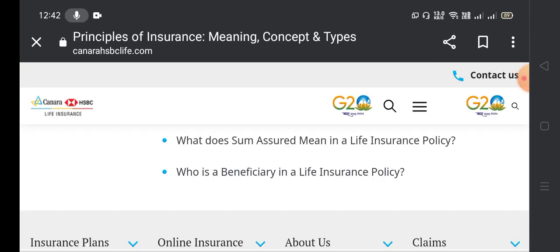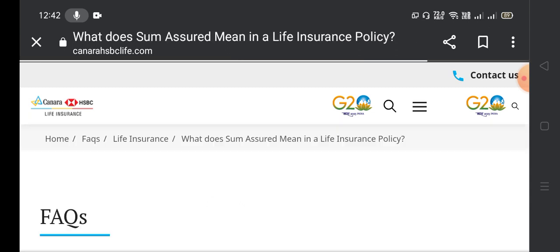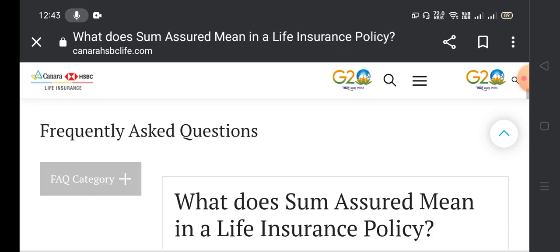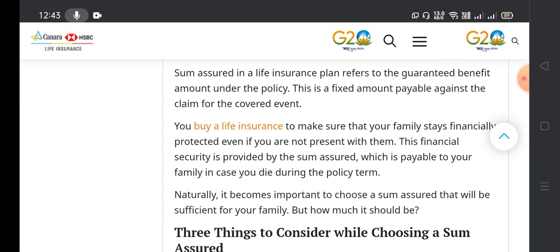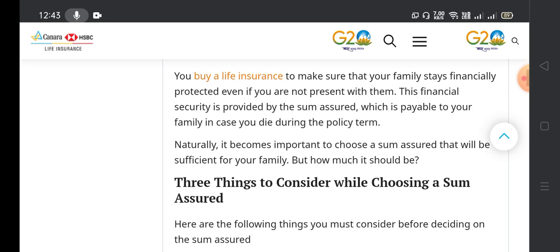And then the other thing is, what does sum assured mean in a life insurance policy? So, sum assured in a life insurance plan refers to the guaranteed benefit amount under the policy. This is a fixed amount payable against the claim for the covered event. You buy life insurance to make sure that your family stays financially protected even if you are not present with them. This financial security is provided by the sum assured, which is payable to your family in case you die during the policy term.